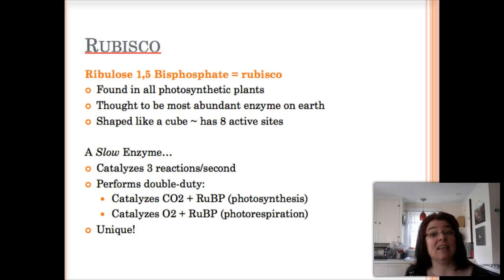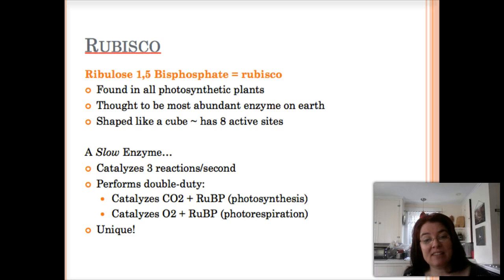Remember, this is the enzyme that fixes carbon dioxide and RUBP and produces 3-phosphoglycerate in order to produce carbohydrate. This is the enzyme that produces the vast bulk of the carbohydrate that is present on the planet. The carbohydrate that all of us heterotrophs, those of us who can't do photosynthesis, rely on as a food source to do cellular respiration.